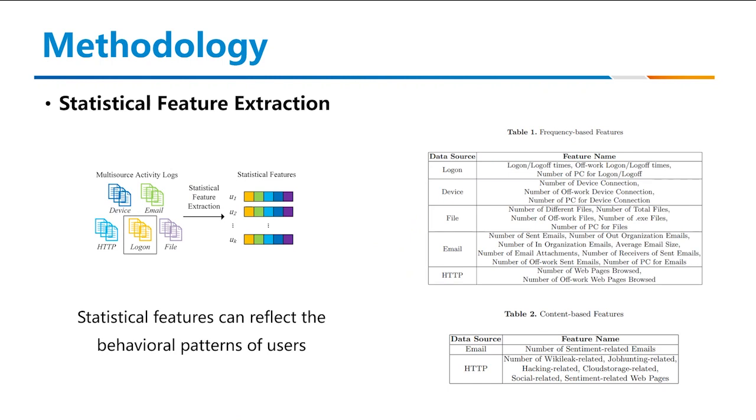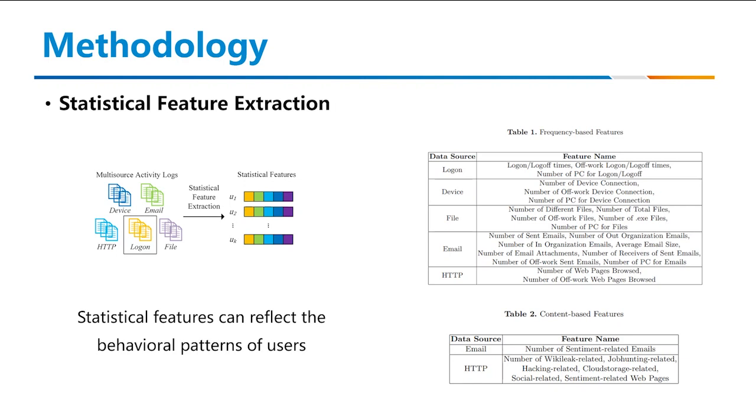Statistical features can reflect the behavioral patterns of users and help us identify potential malicious insiders. In this work, we designed 31 statistical features from users' multi-source activity logs, and the statistical features can be divided into frequency-based and content-based features. On the one hand, we extract the frequency-based features using the frequency information of users' daily activities, which can reveal the typical behavioral patterns of users.